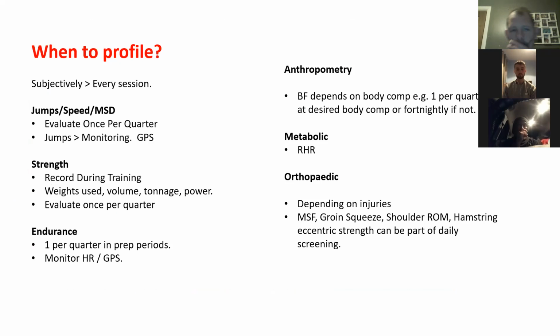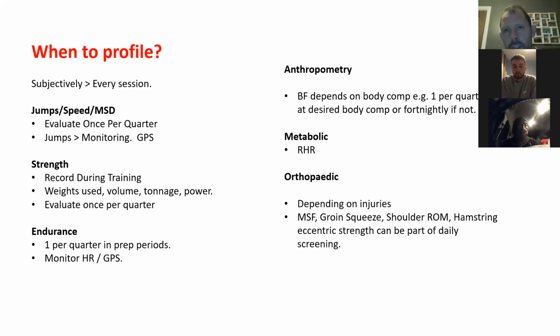So that brings me on to when do we profile. Traditionally, people would profile in January, retest 8 weeks later, and that's it. It's done, and we don't consider it for the rest of the year. But to me, subjectively, you're profiling every session. Every single session is an opportunity to profile.